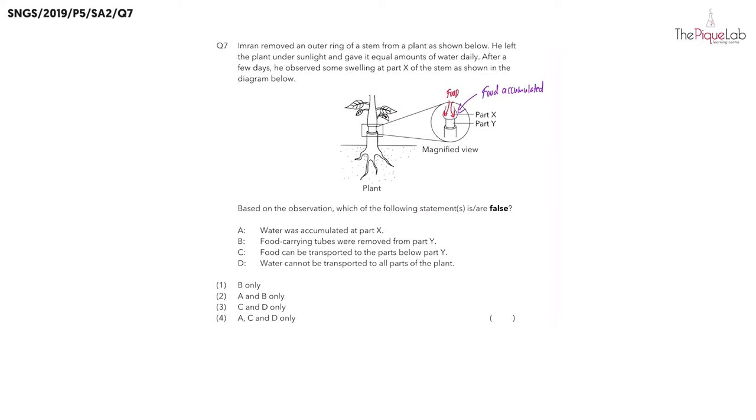And since food cannot be transported past the cut at part Y, what tubes do you think are missing from part Y? The food-carrying tubes must be missing from part Y because it was removed. I'm going to write down food-carrying tubes, or FCT for short, has been removed. Now, where did this food come from? The food must have come from the leaves which are above the cut at part Y.